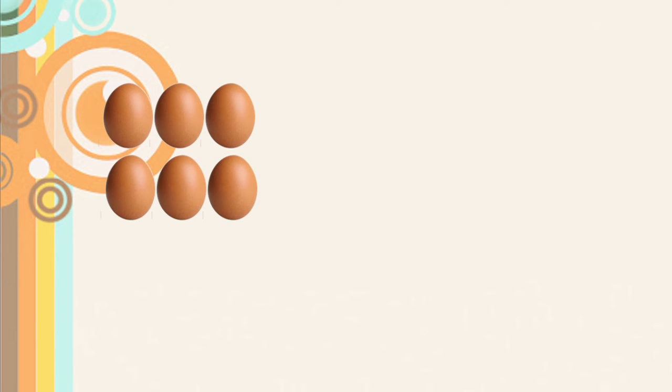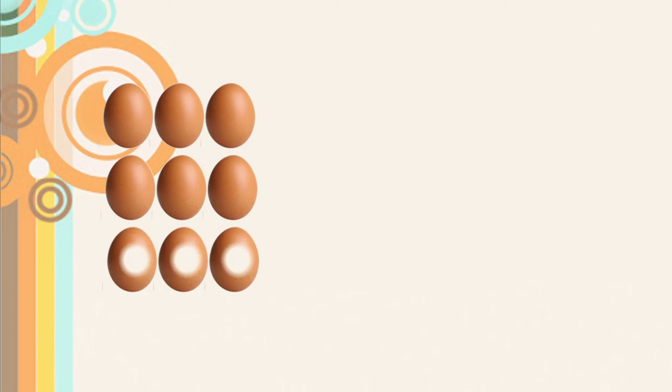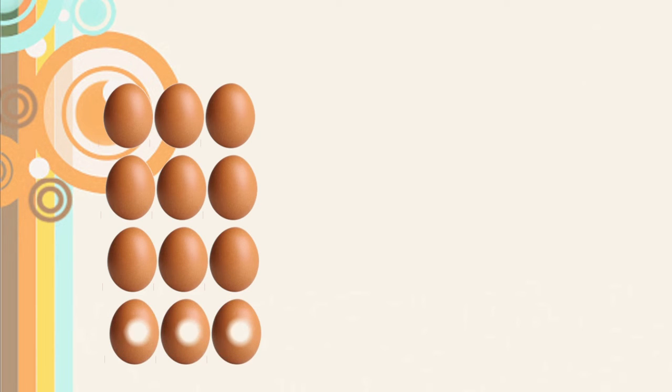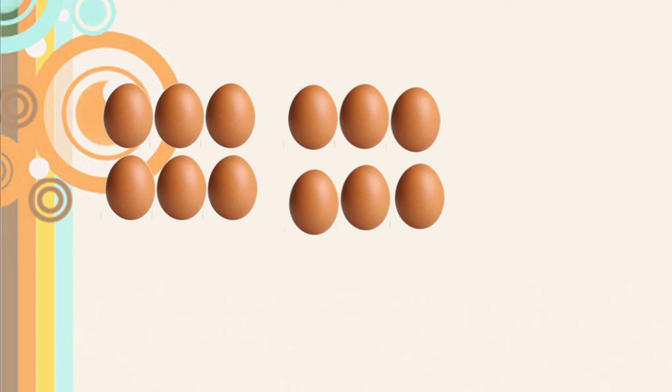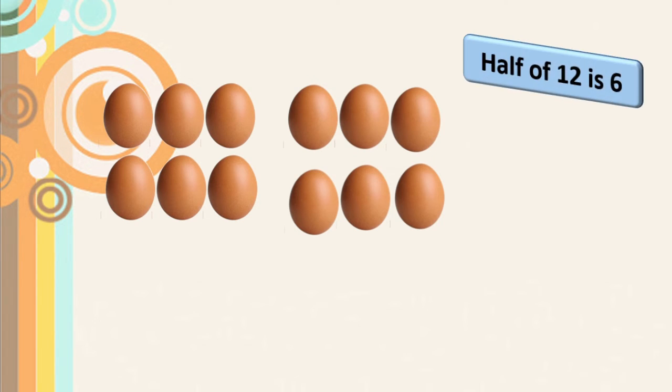Now again we can see the eggs here. How many eggs? Yes, there are 12 eggs. Correct? We made half, half. Right? Because half of 12 is 6. Isn't it? Okay, now we will try to make a quarter part.